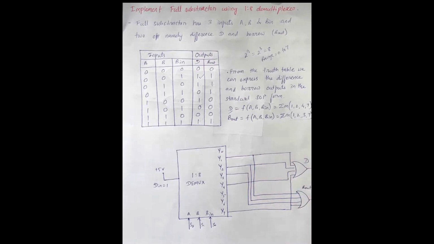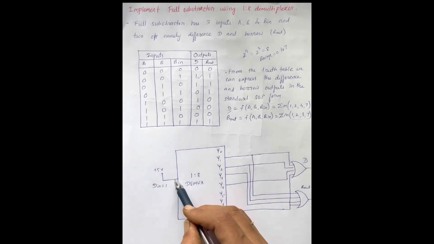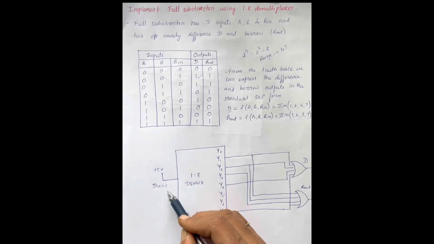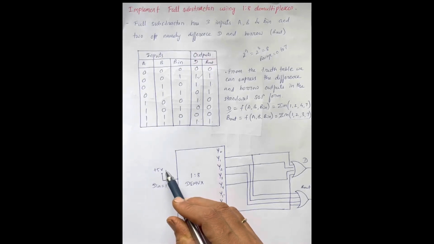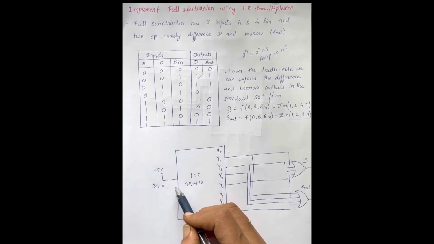Now the next thing is what? I have to draw the circuit diagram using the 1:8 demultiplexer. Here I have drawn the pin diagram of a 1:8 demultiplexer. Here there is one input, and this input should always be equal to 1. How do we represent it as 1? It should be connected to +5 volt, right? So this is one input and that should always be 1, right?